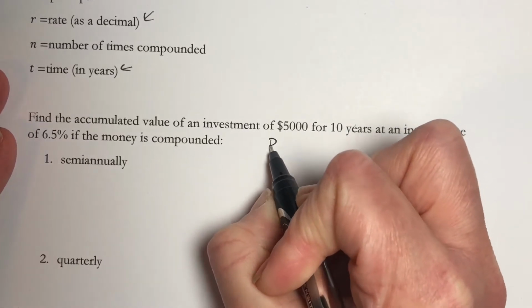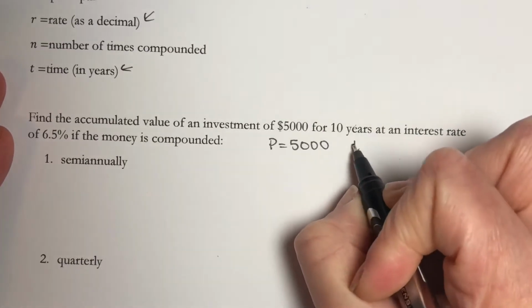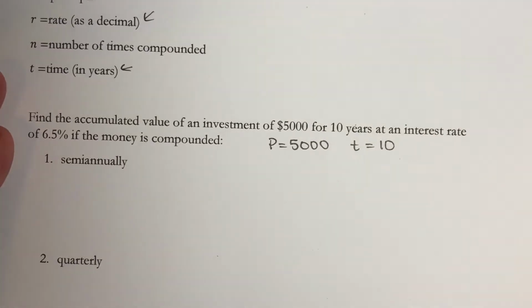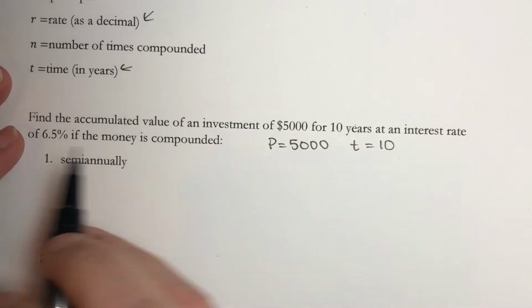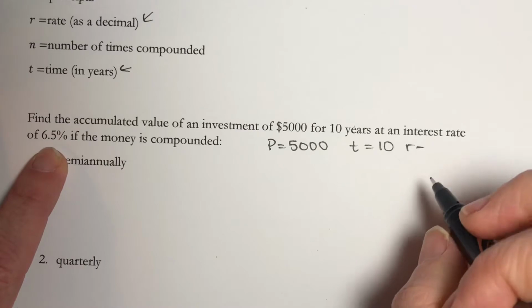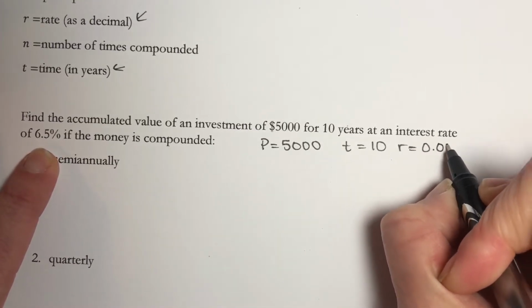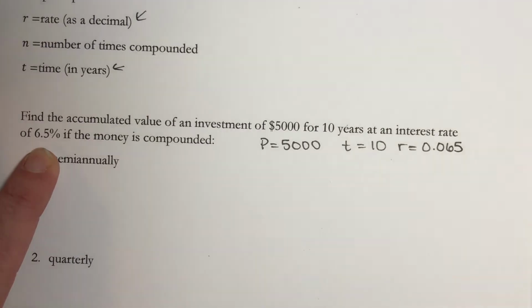$5,000 is the principal. Our time is 10 years. And the interest, or the rate, is 6.5% as a decimal. So this is 0.065.